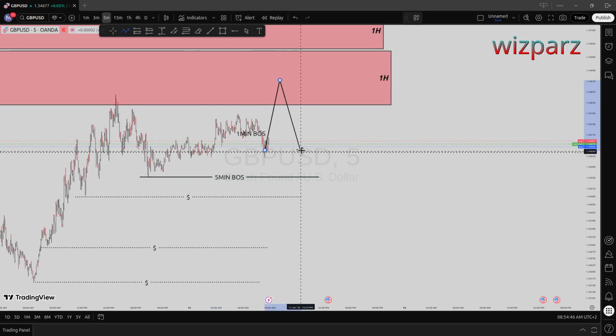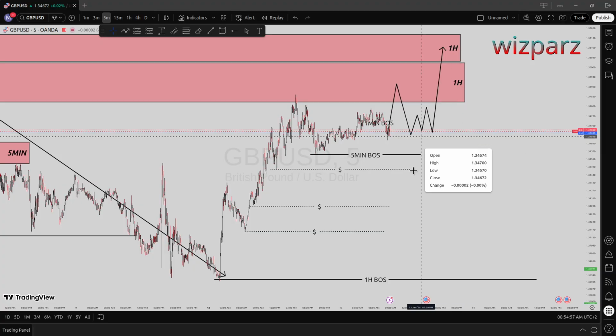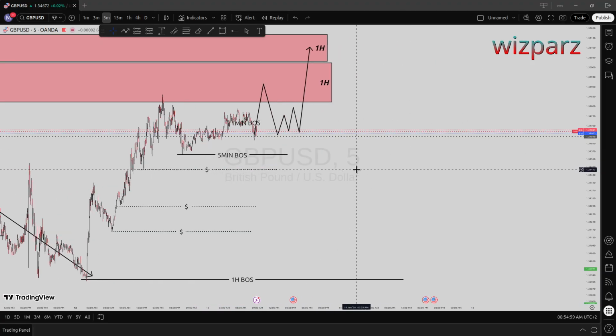If price breaks this structure, you trade a pullback trade. Like price comes back and does this and this, then you are going to look for a long opportunity here, targeting this second supply area. But you have to wait.